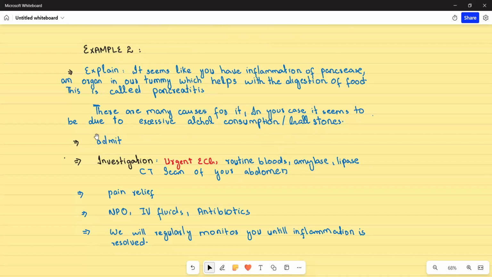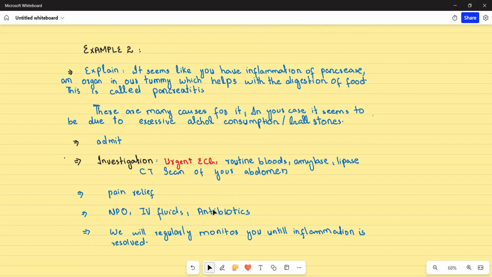Then we're going to tell the patient that we will admit him today. We are going to request some investigations to confirm our diagnosis. This will include urgent ECG, just to rule out, because pancreatitis presents with upper abdominal pain. So we'll do an urgent ECG to rule out any cardiac involvement, NSTEMI, etc. We'll do routine bloods, amylase, lipase, and CT scan of the abdomen. We are going to give the patient pain relief. Again, we'll tell the patient not to eat and drink anything, to basically let the gastrointestinal tract rest for a while. We're going to give him fluids to the vein to prevent any dehydration.